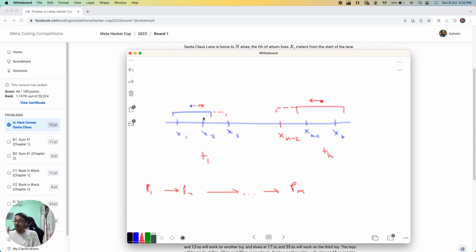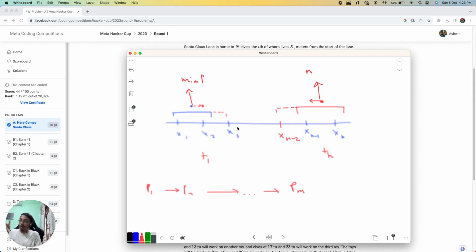As we need at least two elves in the same group, if I assign the first two in the same group, I will get min P. If I assign the last two in the same group, I will get max P, because if I include someone else in the same group for the first group, then my point will shift towards the right.